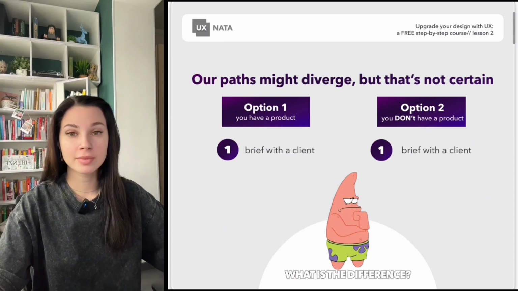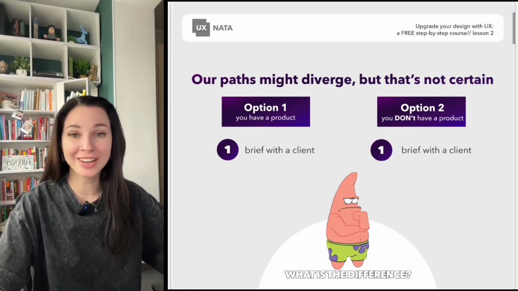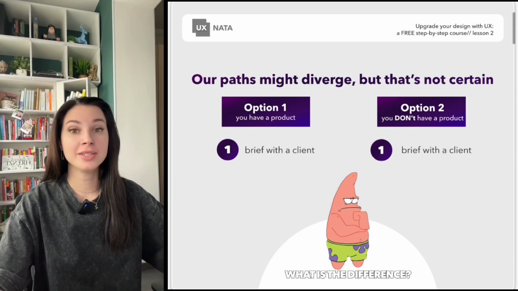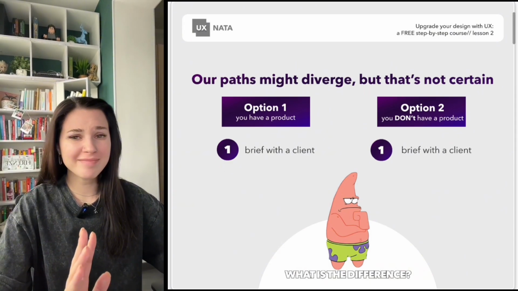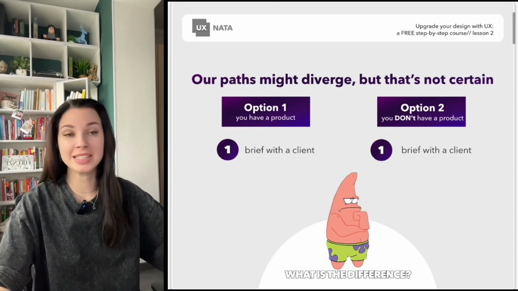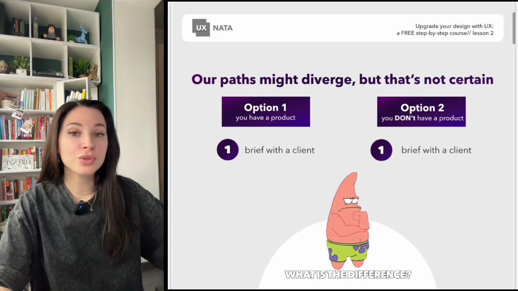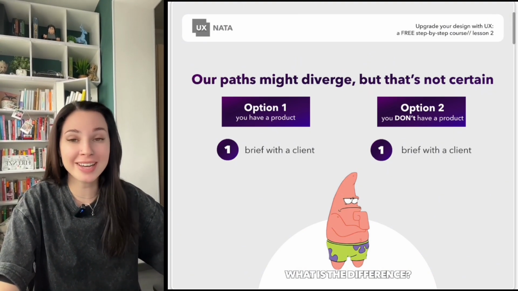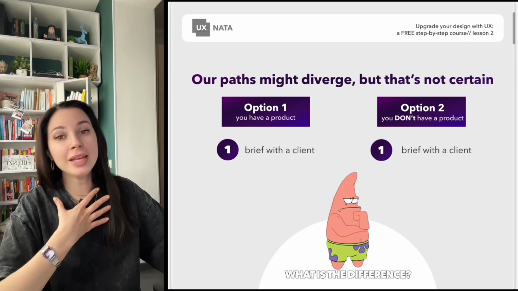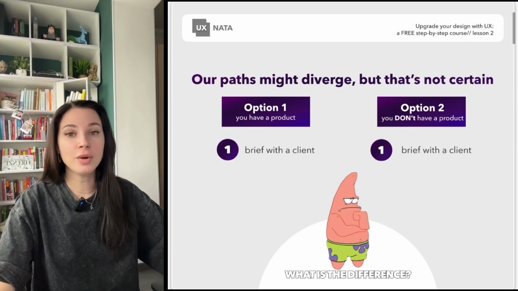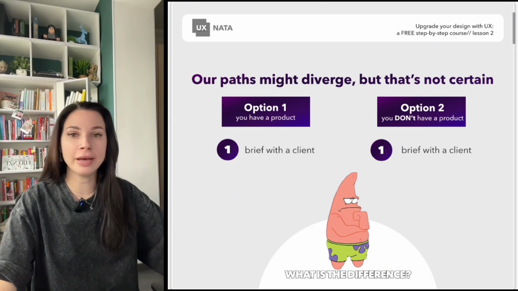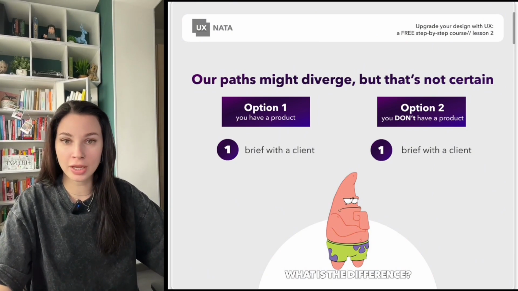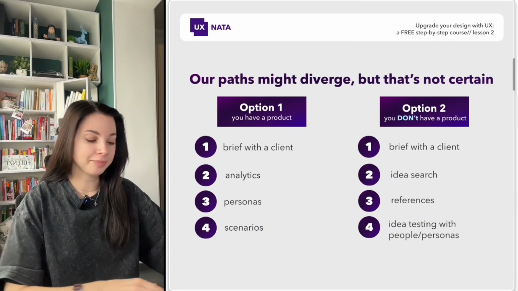Option one, you have a product or design of any interfaces actually. And option two, you don't have a product. So actually, the first step is the same. It's a brief with the client. For example, if you don't have a client or users or something like that, you can have me as your client. So you can ask me anything about the website, Ryanair, the airplane company, and we'll continue.